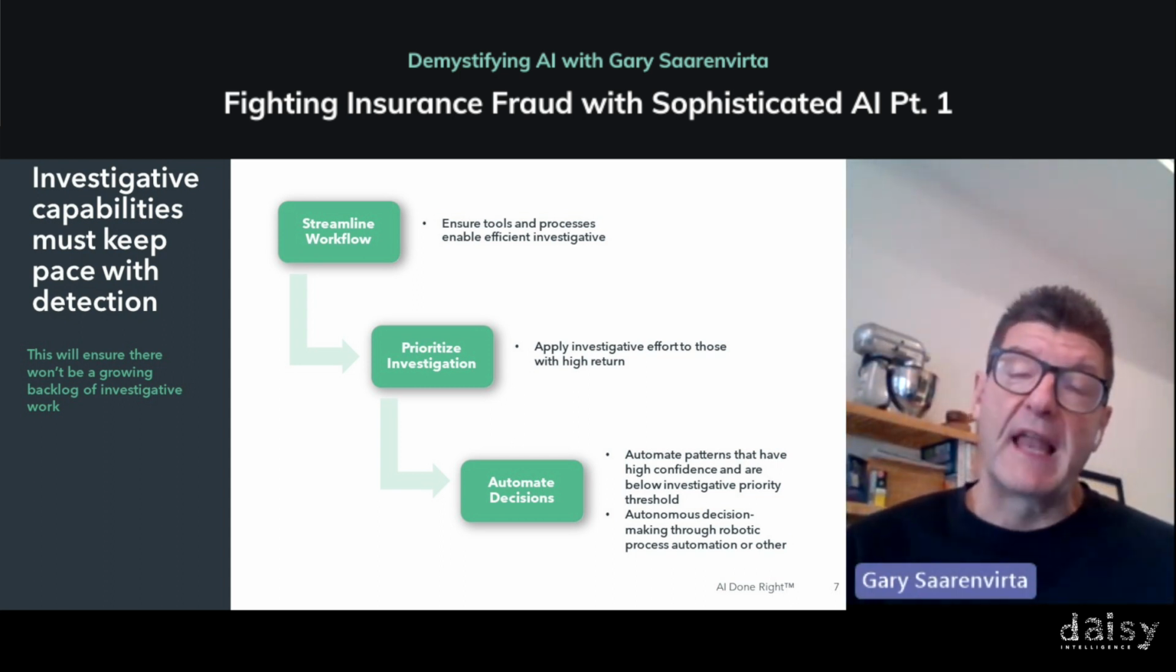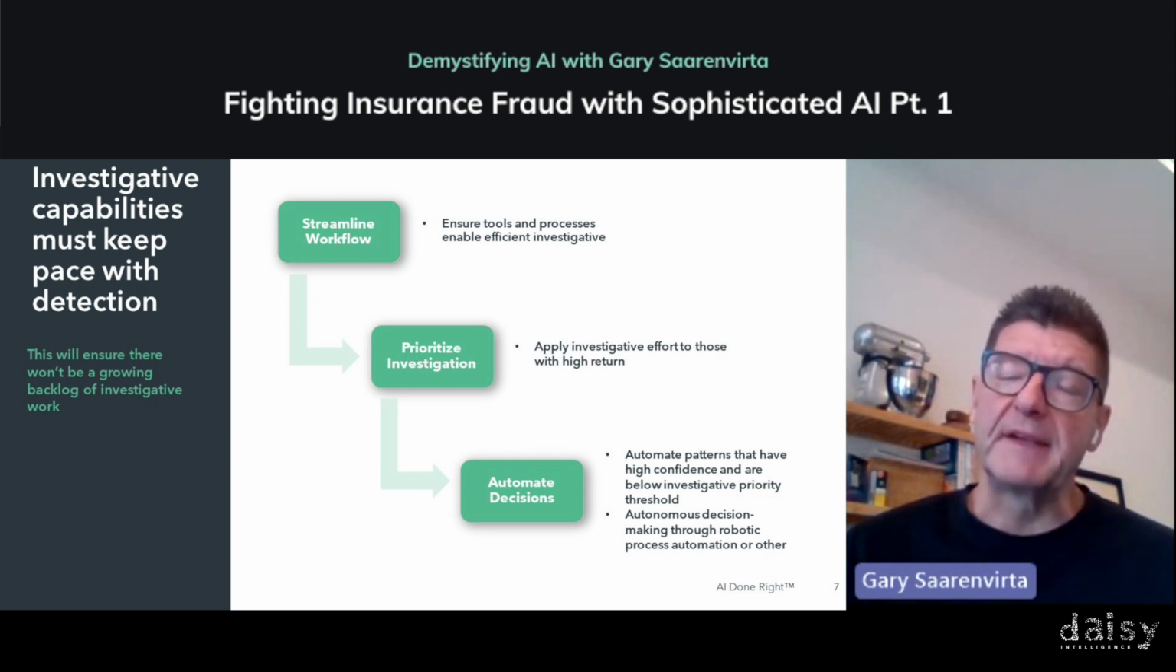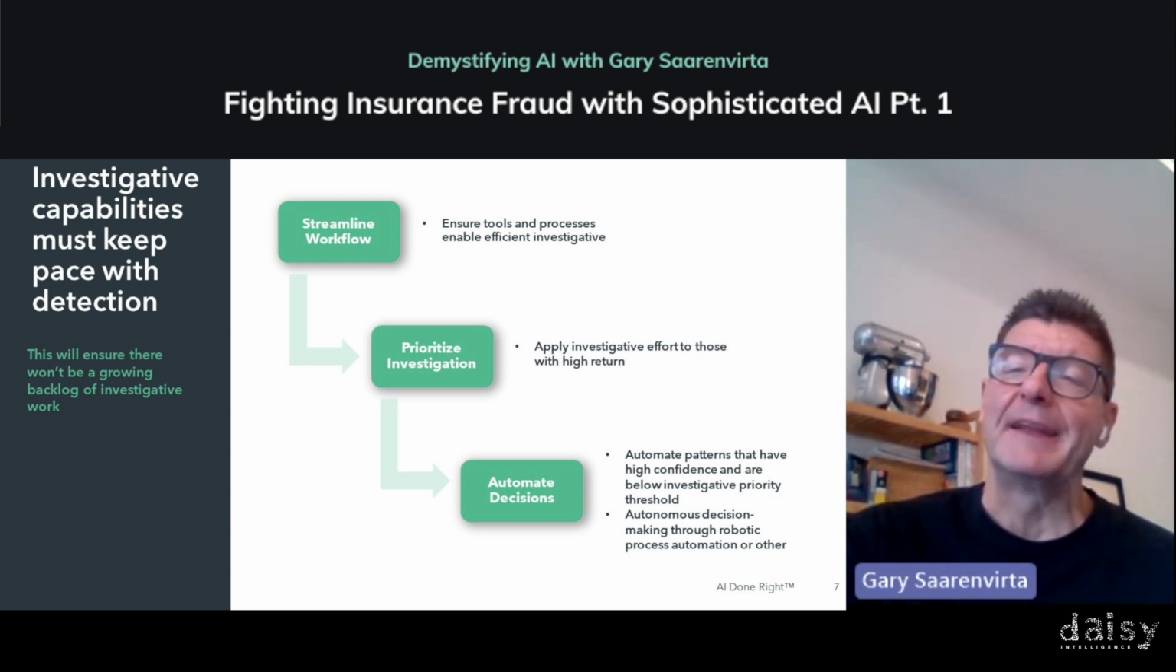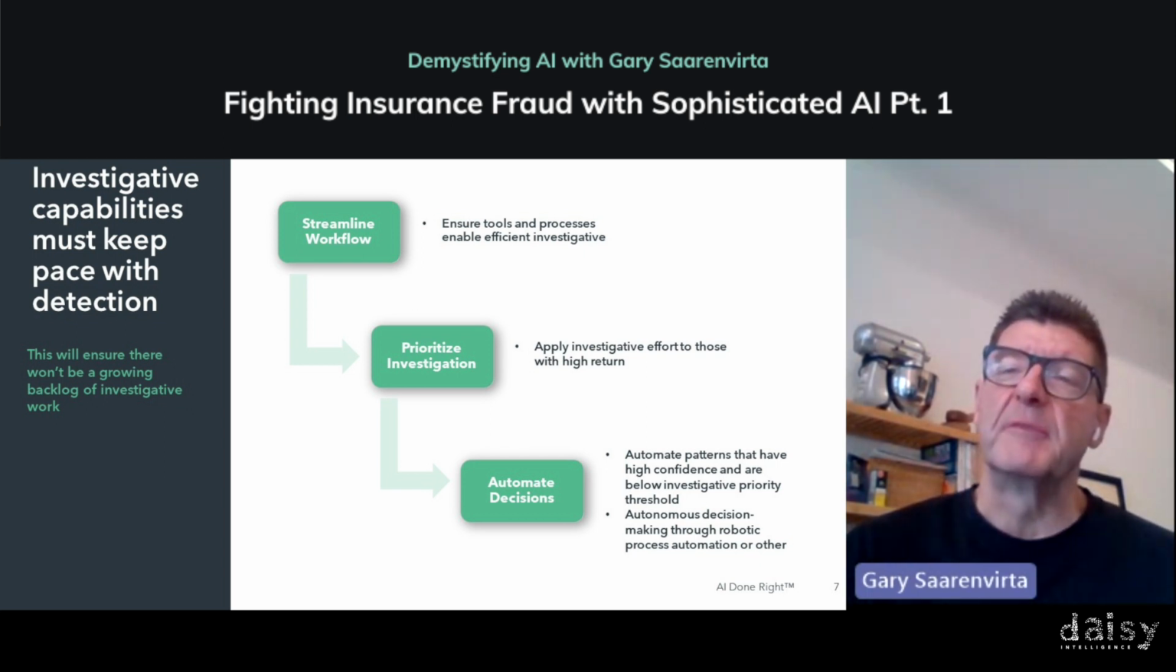But the real challenge, I think, in the industry, and as we adopt AI, is to automate decision making. Let the AI decide, let the technology make a decision, and you can set a certain subset of claims or people where you allow the technology to make a decision.